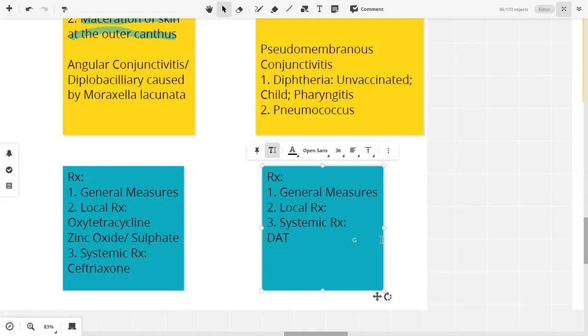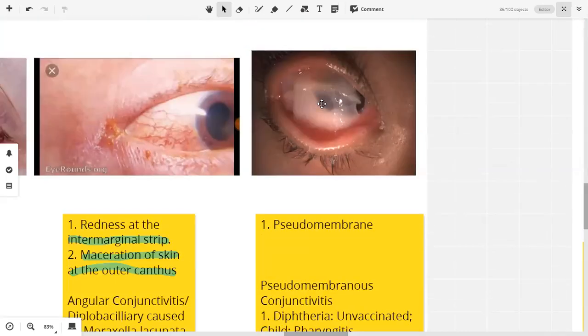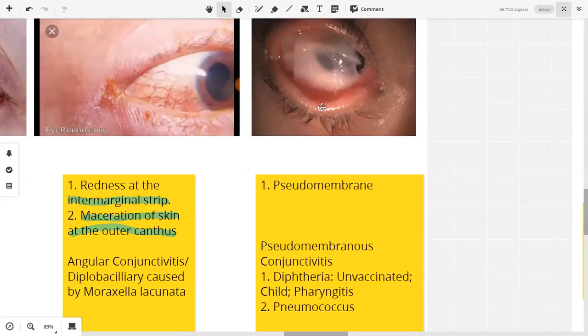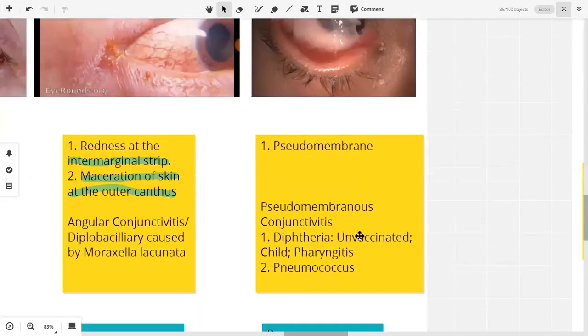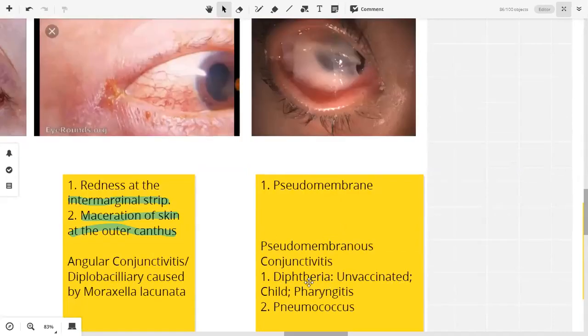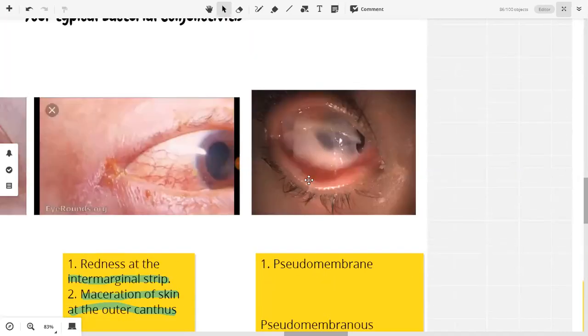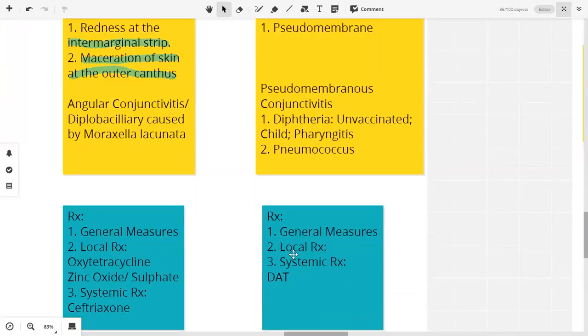Apart from Streptococcus pneumoniae, quite a lot of drugs work. I can't remember them at the moment, but the doses and the drugs you have to remember. So this was our case of pseudomembranous conjunctivitis. If we have a young unvaccinated child who presents with pharyngitis and conjunctivitis, and on examination there is a membrane which can be easily peeled off without bleeding, how will you treat this patient? You will give him diphtheric antitoxin.